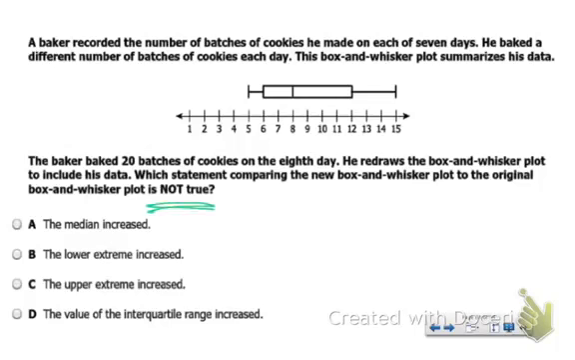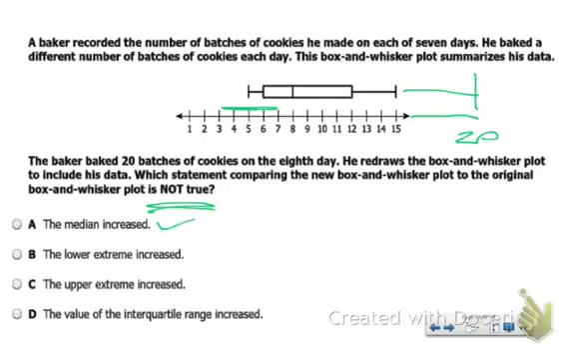So if they're in some way telling you that the data has changed, think about where it's going to go on the plot. So 20 would be all the way up here. Okay, that's definitely going to shift the upper extreme, or the maximum. Definitely going to shift the upper quartile. Alright, the only thing it's not going to mess with is the bottom of the box down here.